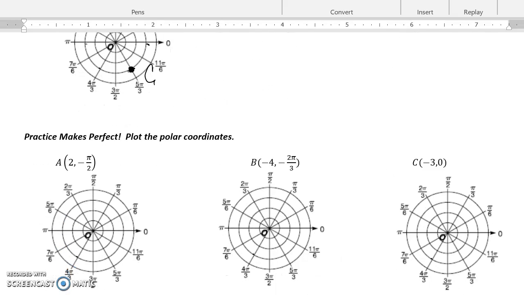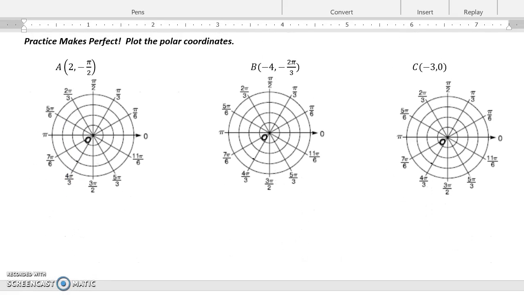Okay, let's try maybe 3 more. How about (2, negative pi over 2)? So starting at the pole, our radius is 2, and negative pi over 2 is clockwise. And that's point A. Point B, (negative 4, negative 2 pi over 3). So we start at the pole, negative 4, and negative 2 pi over 3 is clockwise 2 pi over 3. So that would bring us around. Remember, 2 pi over 3 is 120 degrees. So that would bring us around to this point.